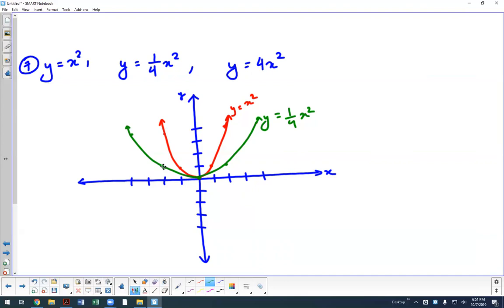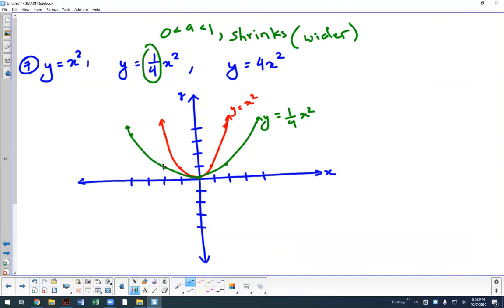Kept it the same? Oh, the 1/4. It just shrank it. When the value is between 0 and 1, it shrinks it, or in other words, makes it wider. Because again, with the 1/4, if a is between 0 and 1, your graph shrinks or basically becomes wider. Okay, it kind of flattens out, right? Because that's what it's doing.